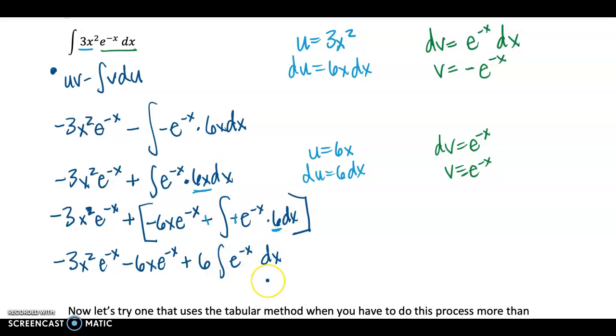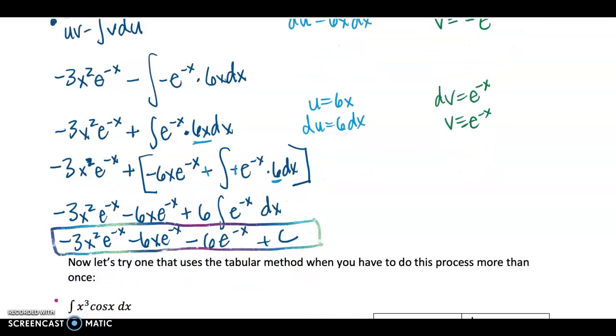So now, can I integrate e to the negative x dx? Absolutely. So negative 3x squared e to the negative x minus 6x e to the negative x minus 6e to the negative x plus c. So yeah, that is our final answer for that one.